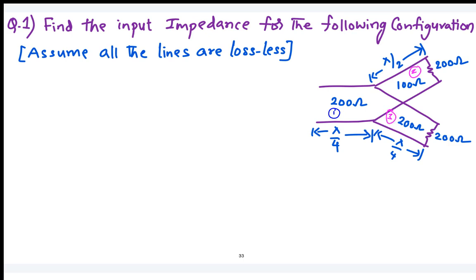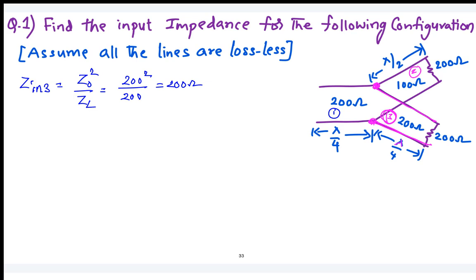Okay, first calculate the individual input impedances. Let me start with the third line. You can see here, this is your third line, which is basically a lambda by 4 line. When you are calculating the input impedance for the third line, what is the formula? Since it is a lambda by 4 line, this will be Z0 square by ZL. You can see here, Z0 is 200 and ZL is also equal to 200. So what value you are going to get? 200 whole square divided by 200, which gives 200 itself. So that is the input impedance for the third line.